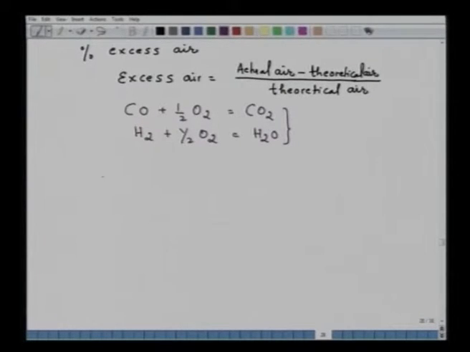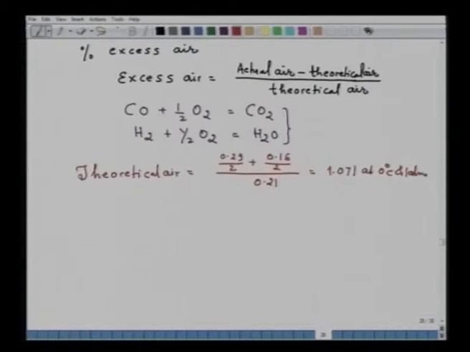So, we can calculate now the theoretical air, that will be equal to 0.29 upon 2 plus 0.16 upon 2, divided by 0.21, and this is equal to 1.071, again at 0 degree Celsius and 1 atmosphere, of course meter cube, because the volume of gases without mentioning pressure and temperature has no value. So, now we can calculate the excess air.